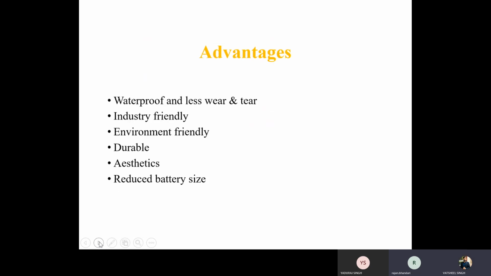Then there are many applications like wireless power drone, wireless power home appliance, and universal power source in emergency. Then the advantage of wireless power transfer is that it is easy to make waterproof and has less wear and tear, because it does not require any wire. Then it is industry friendly because it removes the excess of wire. Then it is environment friendly because it does not require any disposal of batteries. And it is aesthetic because it does not require any wire, so it beautifies the environment, and it also reduces the battery size.